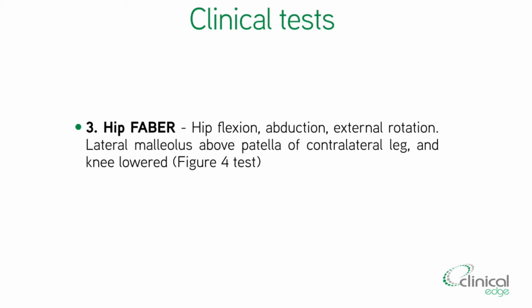So then we move on to the third test, which is the hip FABER. So we're looking at hip flexion, abduction, external rotation. So they put that lateral malleolus over the patella of the contralateral leg and lowered the knee. So they end up in that figure 4 position.